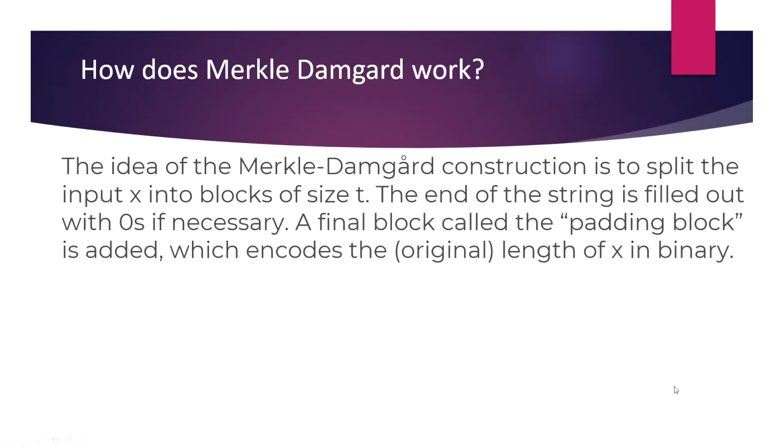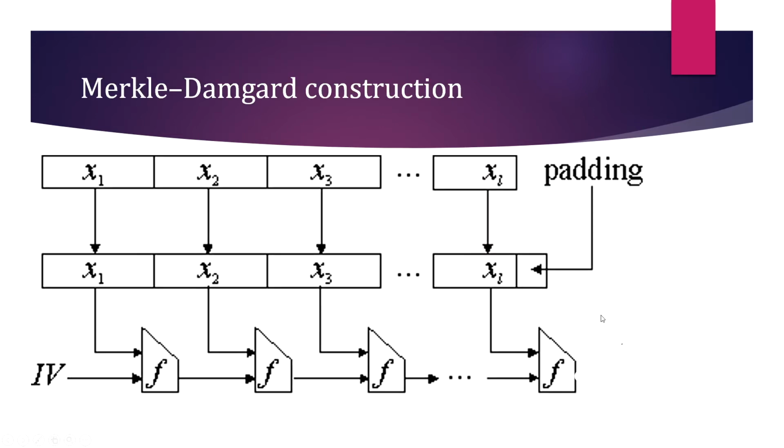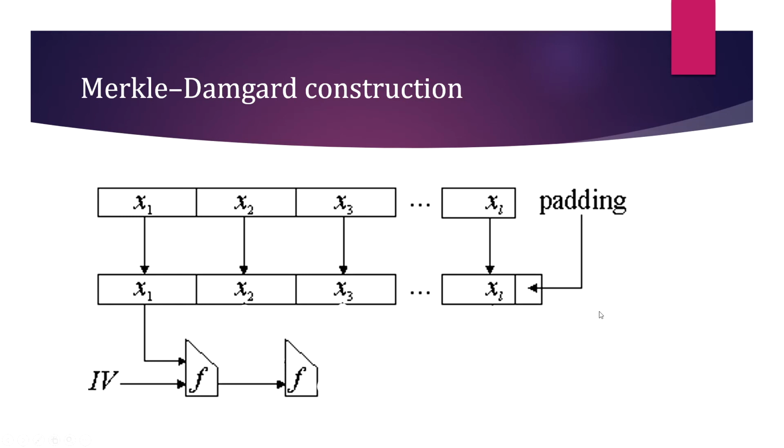Okay, how does the Merkle-Damgård construction work? The idea of the Merkle-Damgård construction is to split the input x into blocks of size t, and the end of the string is filled out with zeros if necessary. A final block called the padding block is added, which encodes the original length of x in binary. So this says the same thing we have discussed here. The last block is added with padding, and the text is divided into t number of blocks.